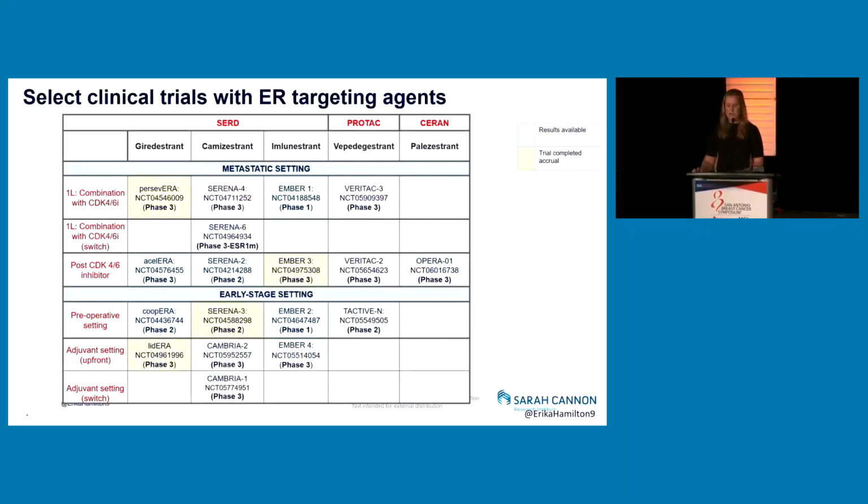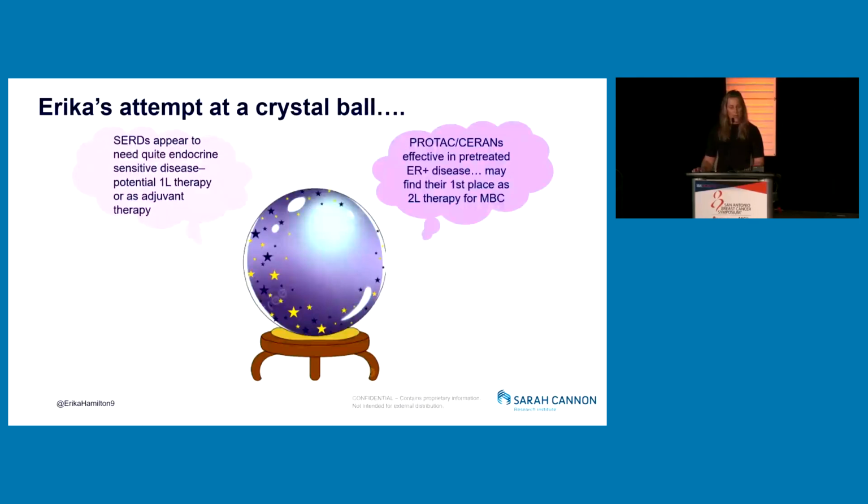And so this is where we stand, and it is a busy field. So you can see on the top, we have the metastatic setting, first line in combination with CDK, we have switch strategies, and we have second line post-CDK. And on the bottom, we have not only neoadjuvant studies, but adjuvant settings, both in an upfront flavor, as well as Cambria-1, which will be testing a switch strategy after 2 to 5 years of adjuvant endocrine therapy that is not biomarker-driven. So this is my attempt at a crystal ball.